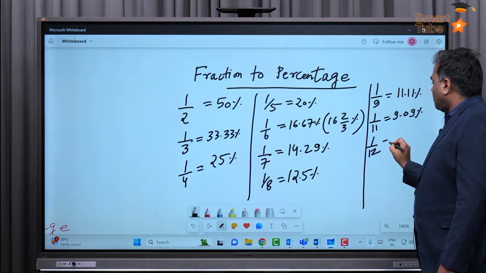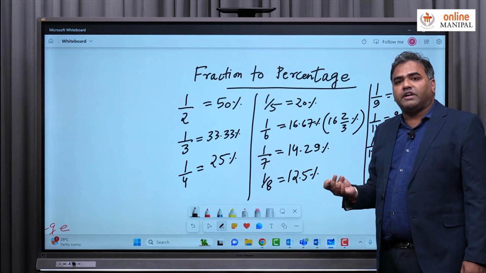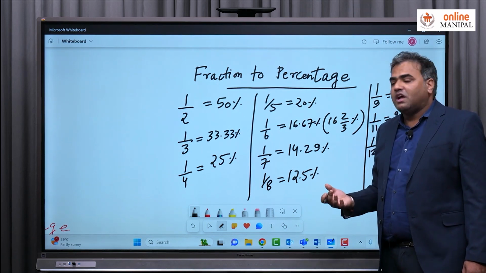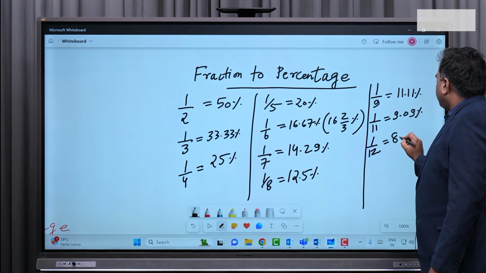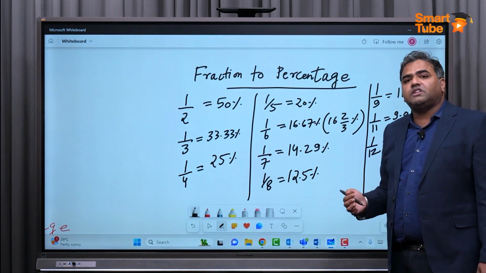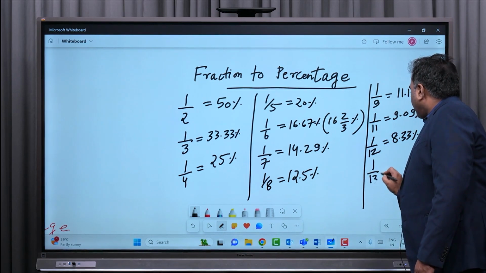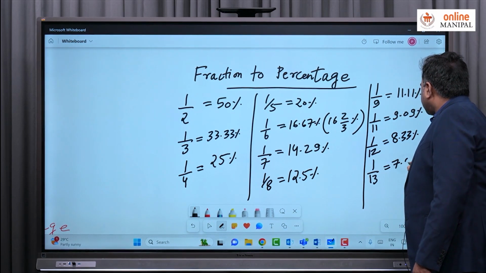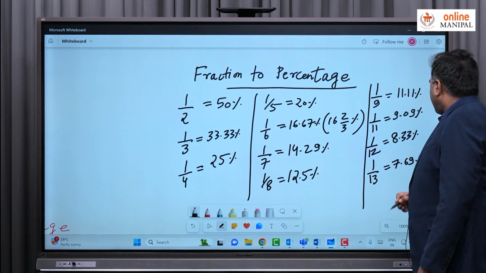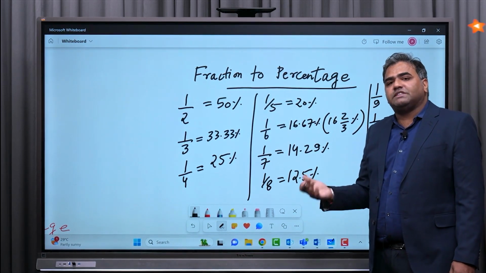What is 1 by 12? I'm giving you time. 1, 2, 3, 4. Tell me the answer. What is 1 by 12? 1 by 12 is 8.33%. You can write 8.33% or 8 1 by 3%. Similarly, 1 by 13. 1 by 13 is 7.69%. Okay. Going further, what is 1 by 14, 1 by 15, 1 by 16?